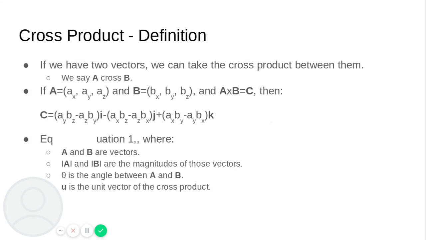So today we're going to talk about the cross product. Just a simple definition for the cross product: if we have two vectors, we can take the cross product between them. So in this case, we'd say A cross B.